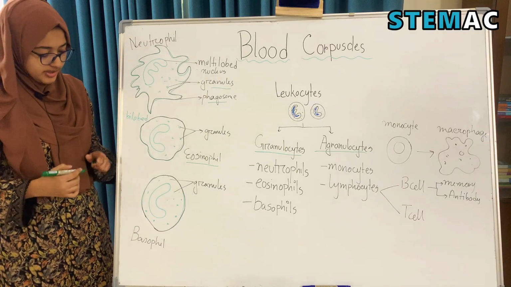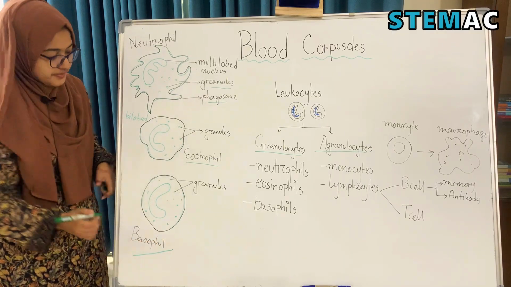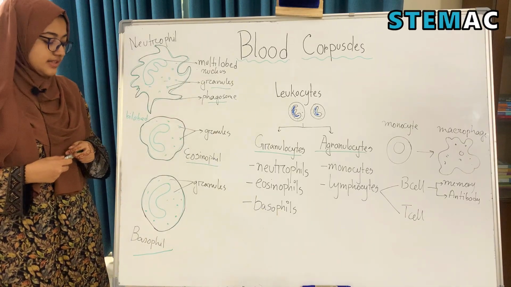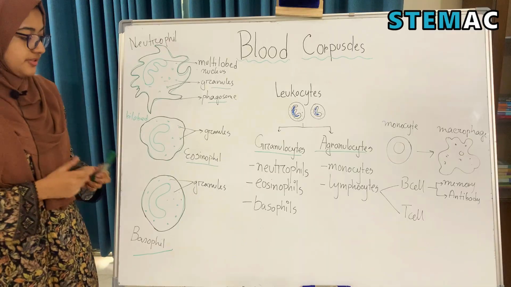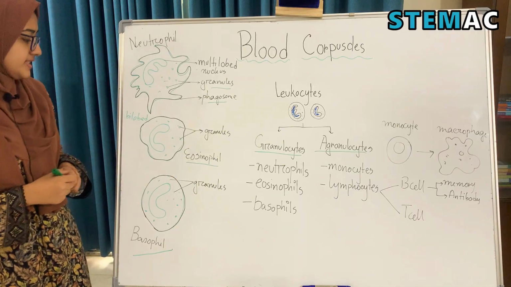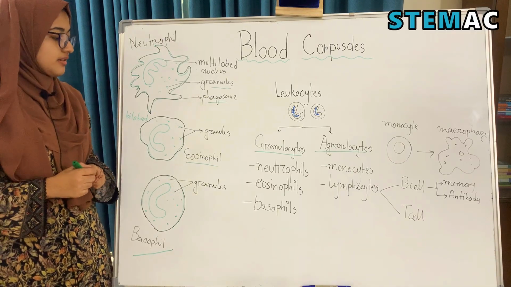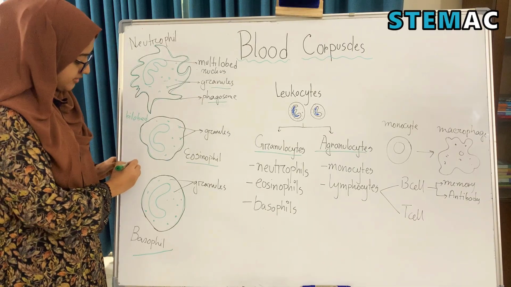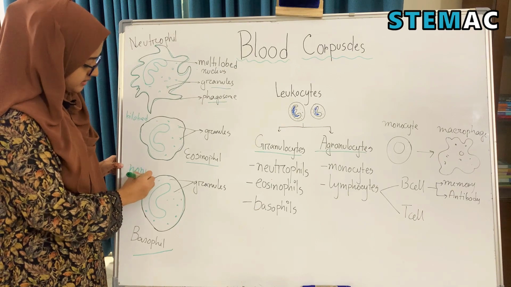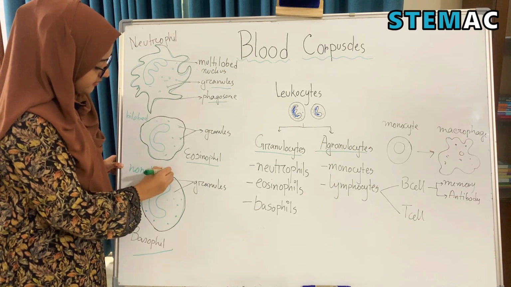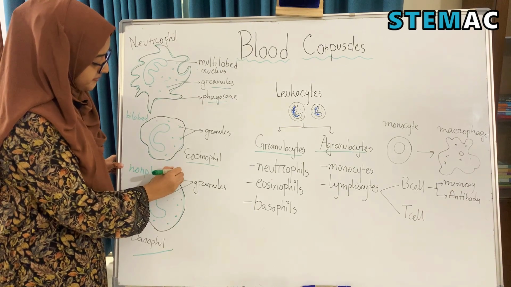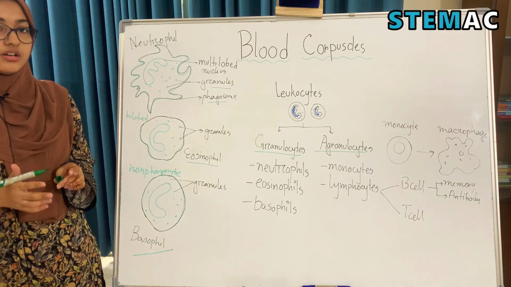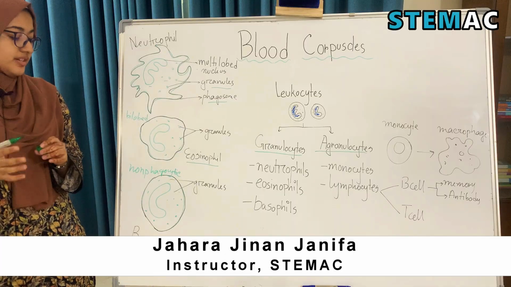Then the next granulocyte we have is basophil. Basophil also has granules, as it is also a granulocyte. It also has a nucleus, which might or might not be lobed. It is a non-phagocytic granulocyte. Just like the eosinophil, it also helps in parasitic defense.